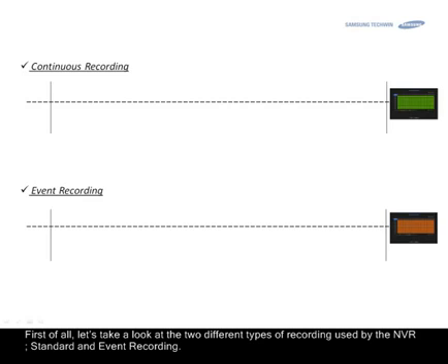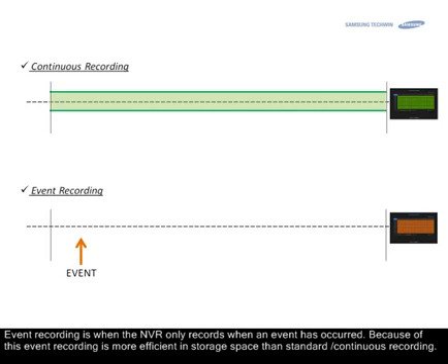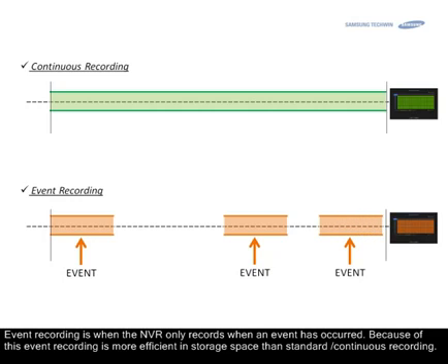First of all, let's take a look at two different types of recording used by the NVR: standard and event recording. Standard recording is when the NVR will record continuously at a rate that has been entered through the menu. Event recording is when the NVR only records an event that has occurred. Because of this, event recording is more efficient in storage space than standard or continuous recording.